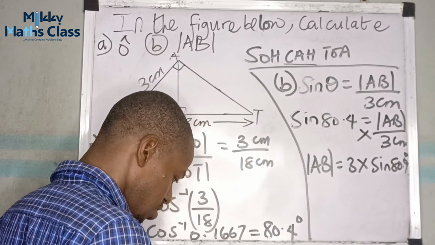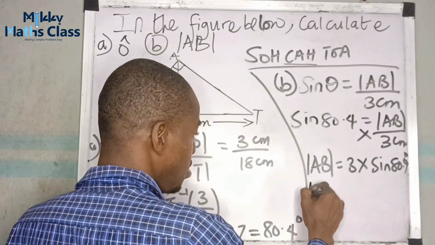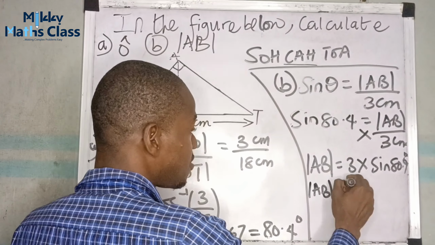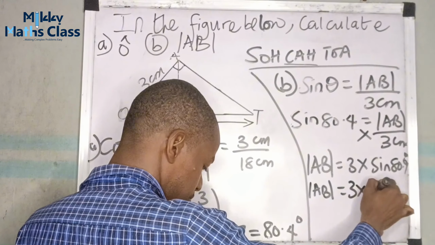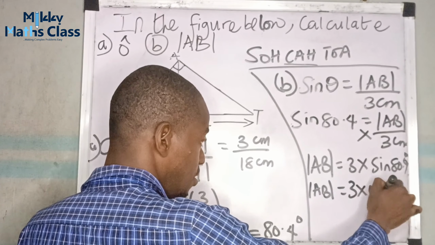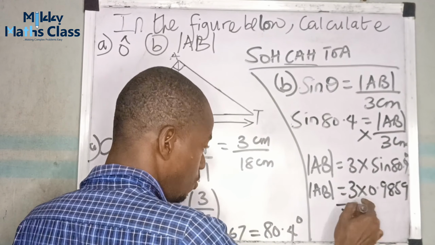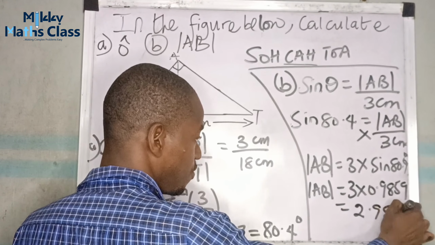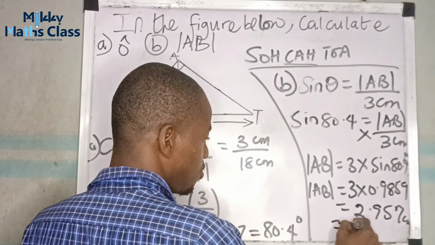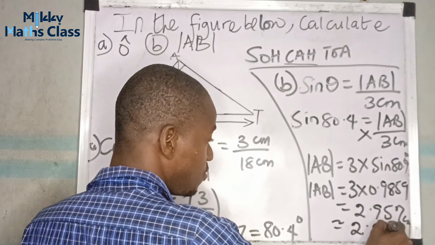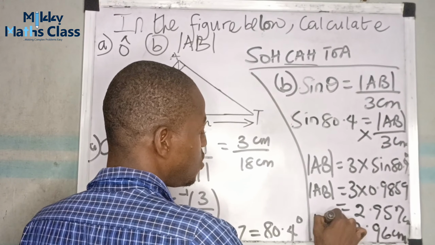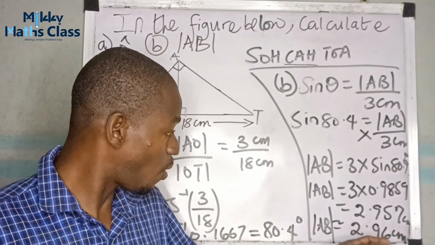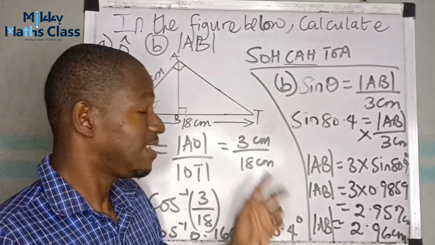Okay, let's press our calculator. Sine 80.4 degrees gives us 0.9859. When you multiply that by 3, we'll get 2.957 centimeters, which is approximately 2.96 cm to 2 decimal places. So our answer there is 2.96 centimeters as line AB.